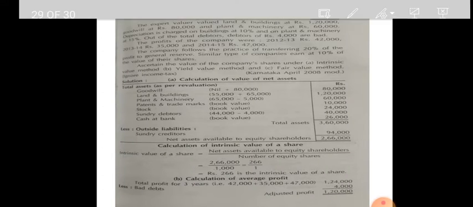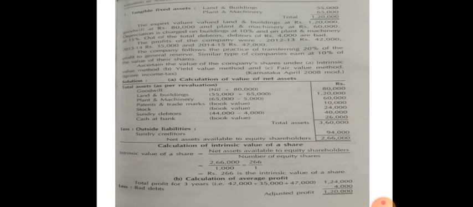Now see note number 3. Tangible fixed assets: land and building is 55,000, plant and machinery 65,000, and like this, as well as the trade receivables in the note, 44. Like this, the notes are given.